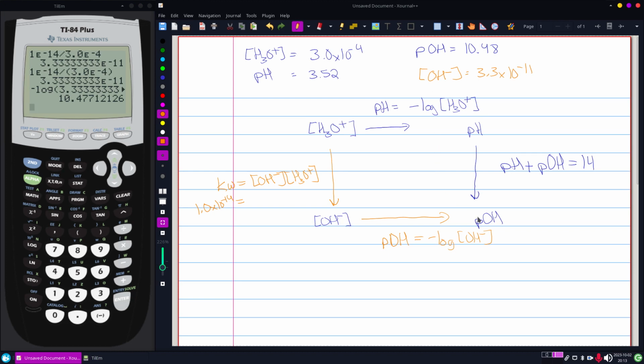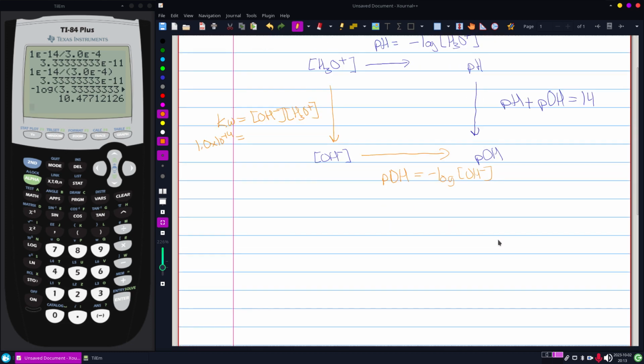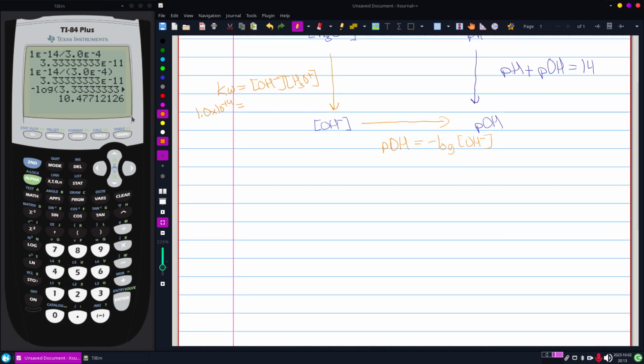All right, now going backwards, we have two very similar equations. On this one, we're going to start with the pOH and find the hydronium concentration. Probably the easiest way would be to go to the pH first, and then from the pH to the hydronium concentration. And we'll use that same equation we did before to relate the pH to pOH, and that is, those two add up to 14.